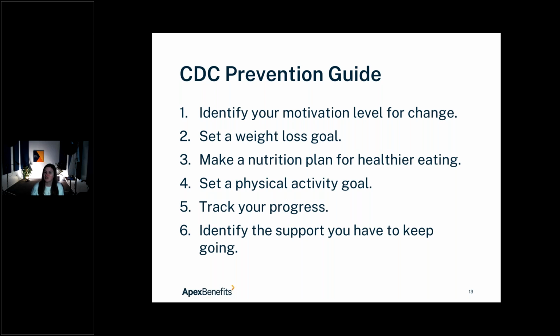The third is making a nutrition plan, because we know that diabetes is all about food. It's all about the carbs that we're eating. It's the sugars we're eating that are turning into energy. So we have to make a nutrition plan, we have to stick to that nutrition plan, and of course, set a physical activity goal to help us use up some of the extra energy.